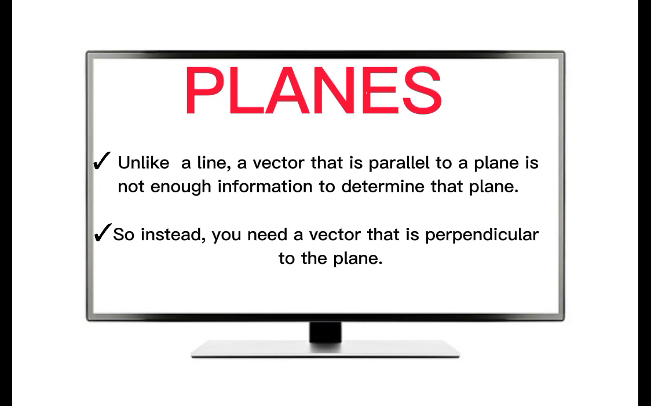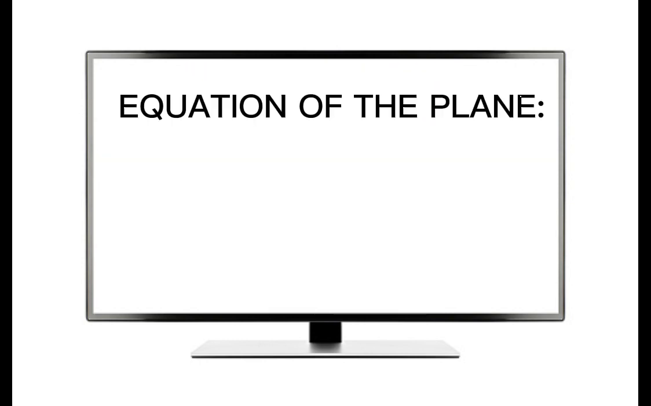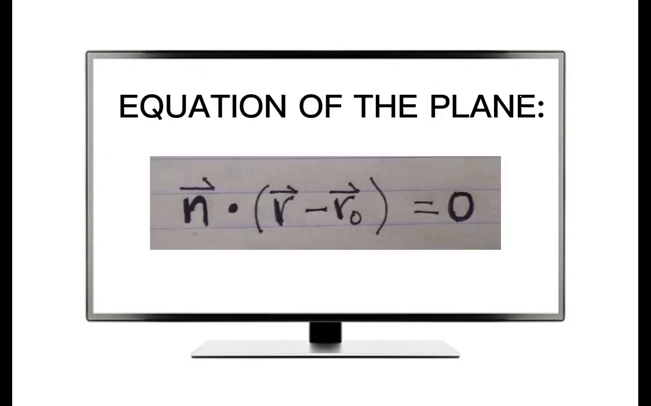So instead, you need a vector that is perpendicular to that plane. That is the biggest difference you get to know. A line has to be parallel, a plane has to be perpendicular.